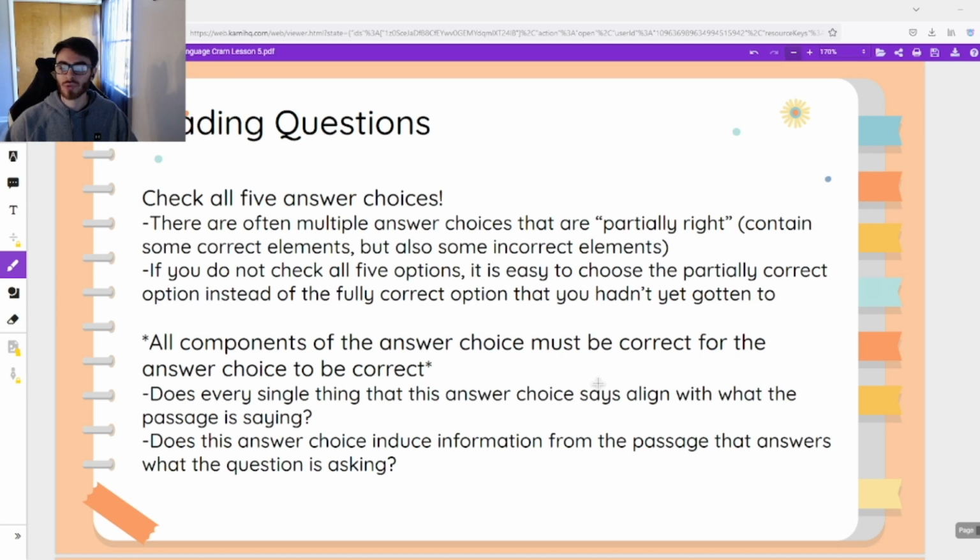Similarly, does this answer choice include information from the passage that answers what the question is asking? If it includes information from the passage, but it doesn't answer what the question's asking, it's not correct. And that's something they'll do sometimes. They'll put an answer choice that is something true from the passage, but it won't be the correct answer choice because it won't answer the question. So those are the 2 things you need to look out for: does this match with everything from the passage, and does it answer the question?